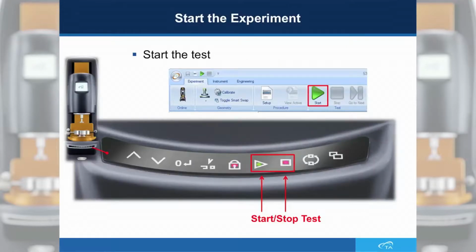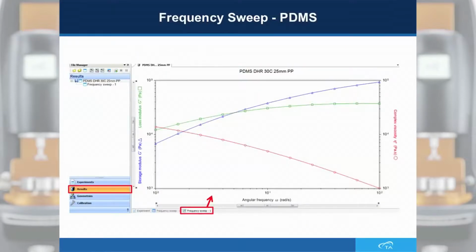Now that the sample is loaded and the test parameters are set, we can start the test. Use the Start button from the touchpad or from the Trios Experiment ribbon to begin the testing. Once the experiment has started, Trios will open the results view and the real-time data plot will be displayed. Here the PDMS frequency sweep results plot storage and loss moduli and complex viscosity as a function of angular frequency in radians per second. To view the experimental parameters or tabulated data, just click on the corresponding tabs at the bottom of the screen.